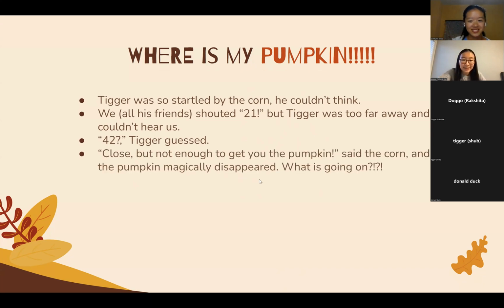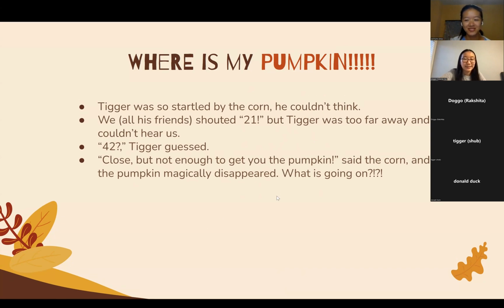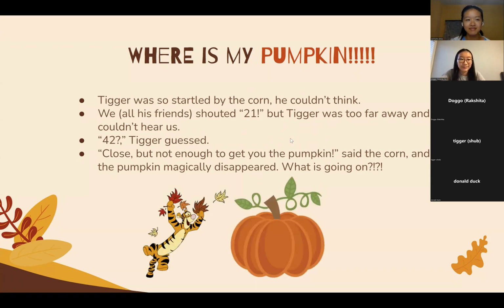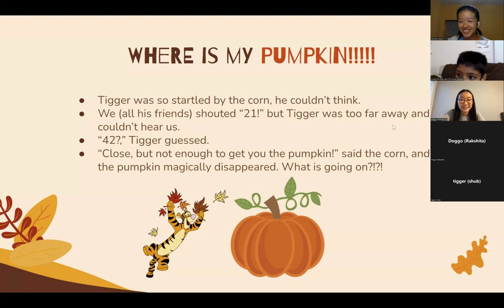Then the pumpkin magically disappears. It was a pumpkin illusion, maybe, or something. Or maybe something else is going on. Something more demonic: corn possesses Tigger. Precisely. Maybe that's what's happening. Yeah, maybe.